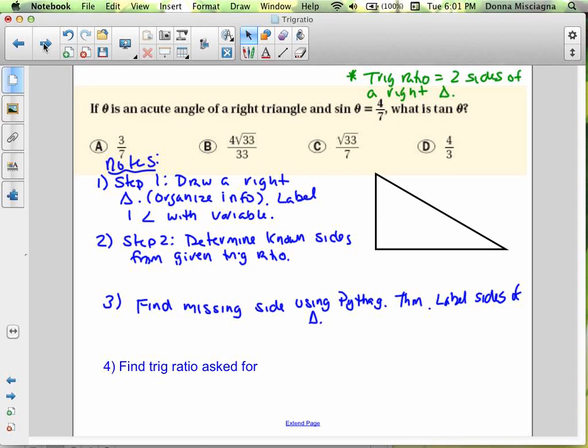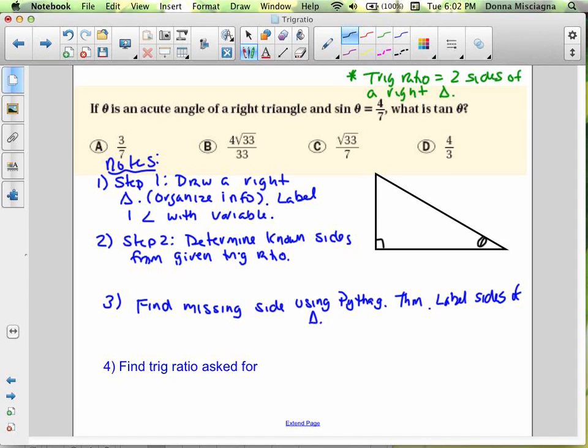All right, so step 1 is to draw a right triangle. It doesn't matter what the right triangle looks like. You're just using it as a model to put the sides on. It's just there to organize your information. Label one angle with a variable, not the right angle. I'm going to label this angle. There's my triangle. I drew a triangle. You draw a triangle too. And I'm going to label one of the angles. It has to be one of the acute angles. Right? So it's never the right, because we never start with the right angle.